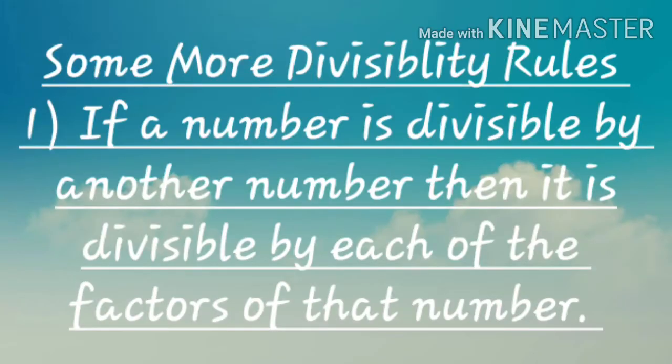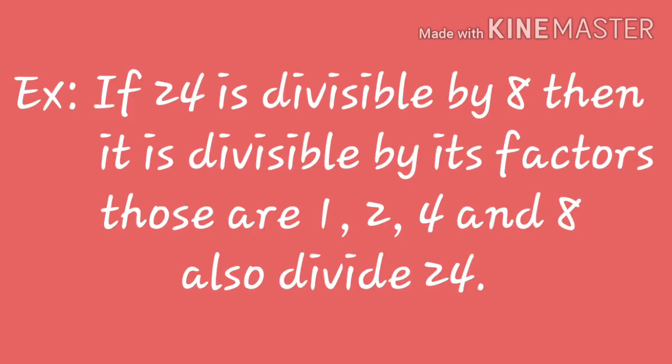First one: if a number is divisible by another number, then it is divisible by each of the factors of that number. So if a number is divisible by another number, its factors also divide it. For example, if 24 is divisible by 8, then it is divisible by its factors, those are 1, 2, 4 and 8. So 24 is divisible by all four factors: 1, 2, 4 and 8.